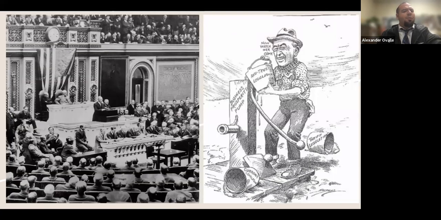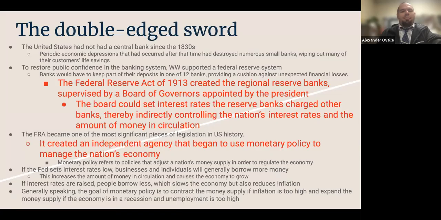So there's Wilson giving his speech. And here's a Woodrow Wilson political cartoon. Love me some political cartoons.